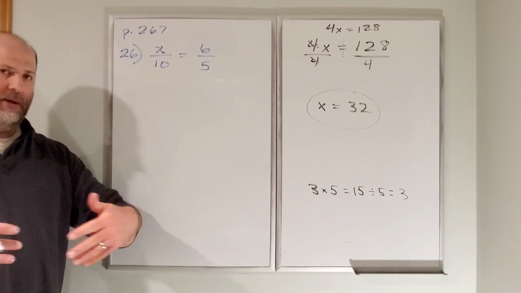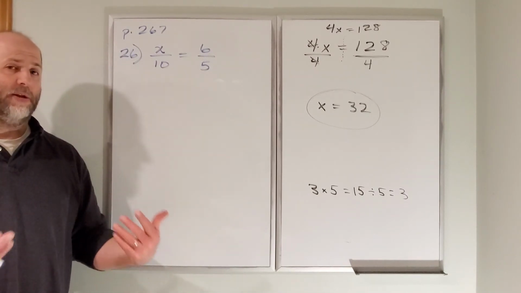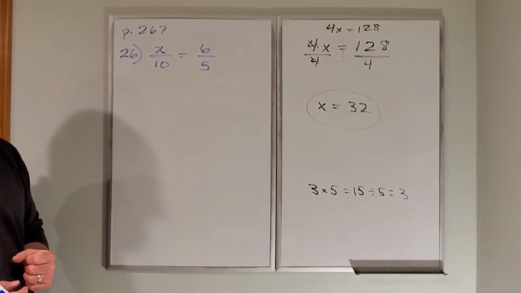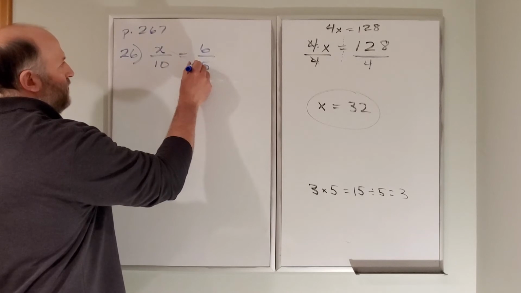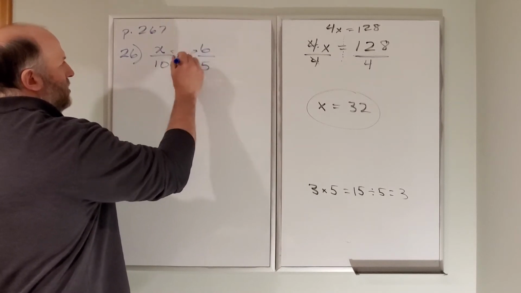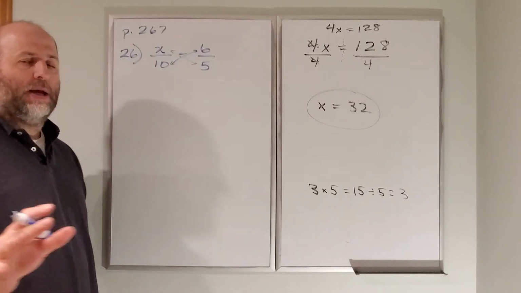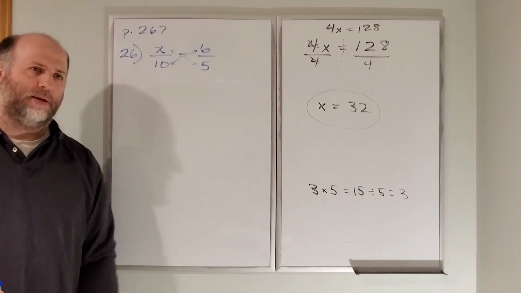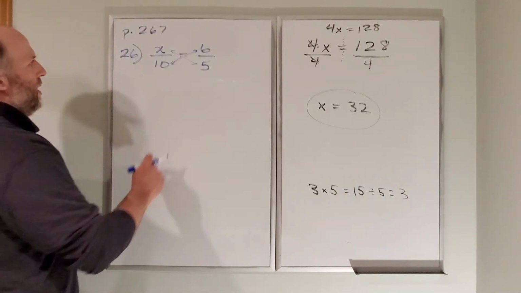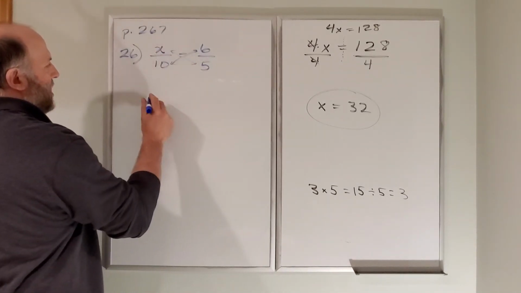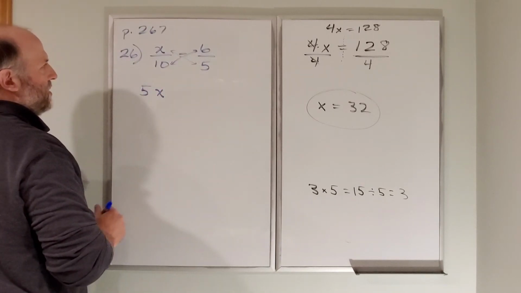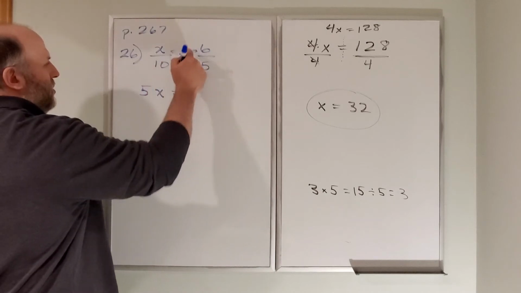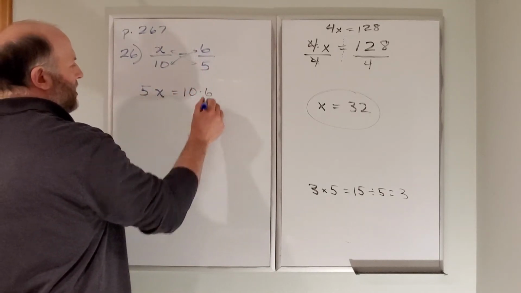Not every proportion is going to have numbers nearly this easy in it. So I'm going to show you a systematic way of always being able to solve for the missing piece of a proportion. The first thing you need to do is to cross multiply. Get rid of the fractions and get this looking like an inline equation, if you will. So we have x times 5, which we more commonly write as 5x. That is equal to 10 times 6.